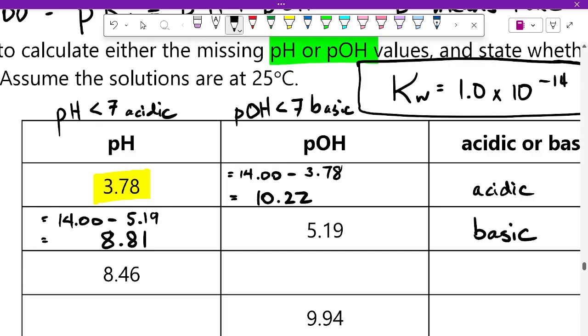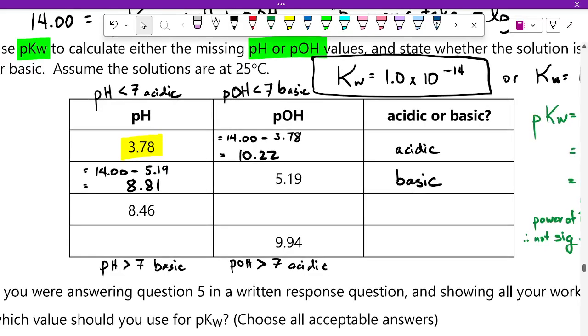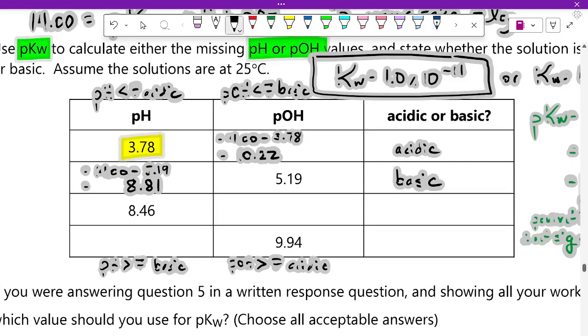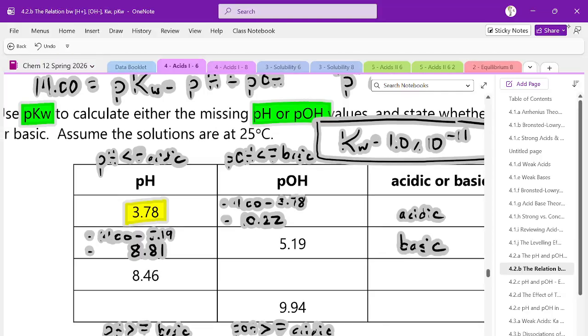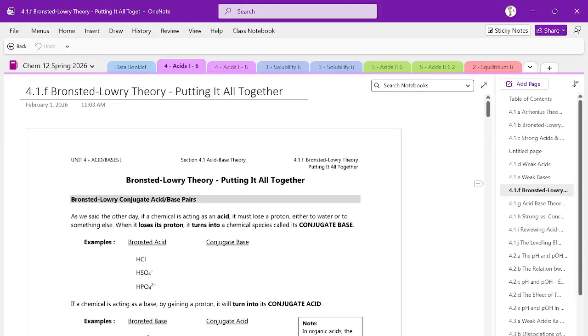All right. Do we have any other questions from the homework? All right. In that case, on we move. And I think we are going to, let's see, 4.1F, which is on page 42.